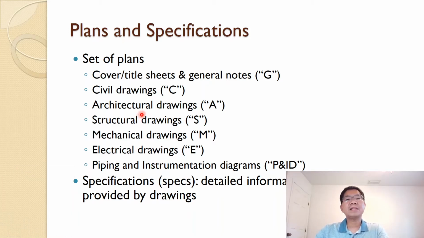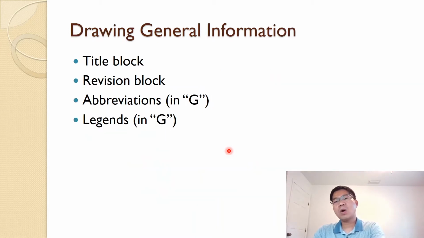For the set of plans, they have a general note G, civil C, architectural A, structural S, mechanical M, electrical E, and piping and instrumentation diagram P and ID. And in a drawing, normally they have a title block with revision and abbreviation. If you need an abbreviation in a drawing, then you go to the general drawings, normally the very first few drawings, to see the abbreviations, and the legends are also in the first few drawings in the set of plans for the project.